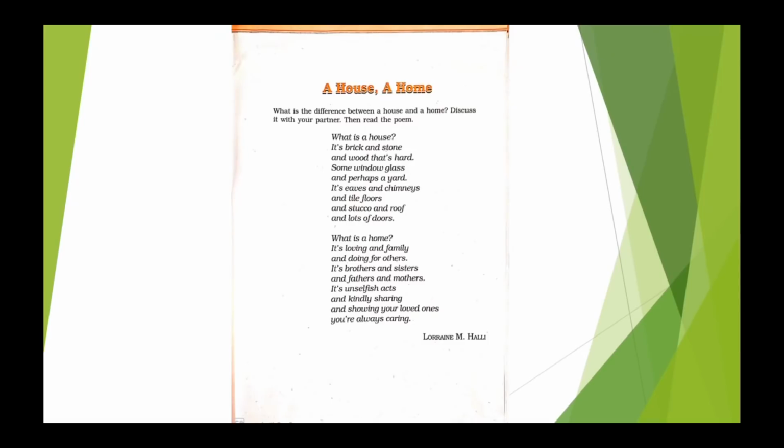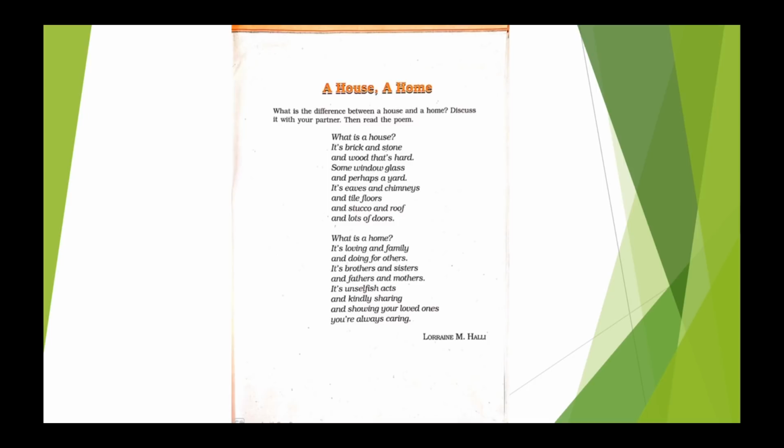Okay children, so let's find out the rhyme scheme of the poem A House, a Home. What is a house? It's brick and stone and wood that's hard, some window, glass and perhaps a yard. It's eaves and chimneys and tile floors and stucco and roof and lots of doors. What is a home? It's loving and family and doing for others. It's brothers and sisters and fathers and mothers. It's unselfish acts and kindly sharing and showing your loved ones you are always caring.